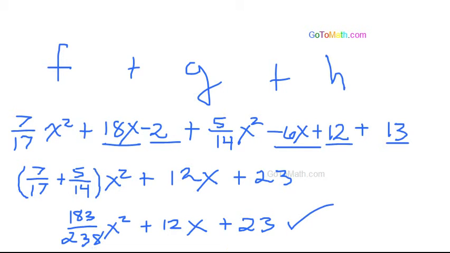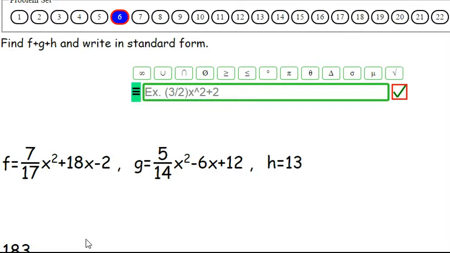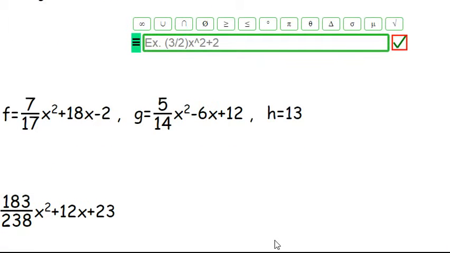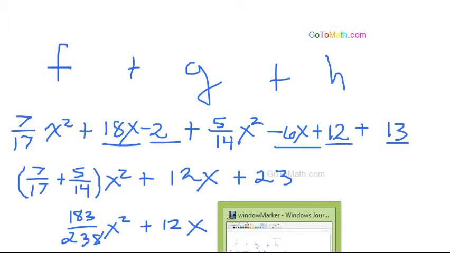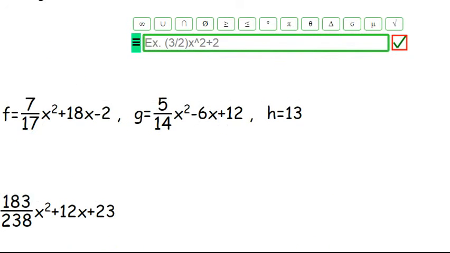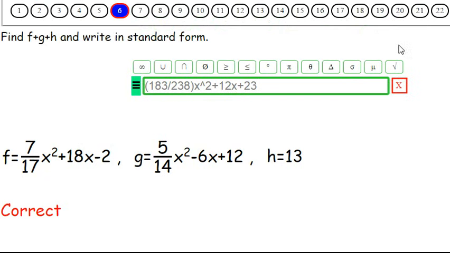What are we doing? Let's go back. Let's hit answer. What did I say? 183 over 238? I think that's what I did say. Let's go over here. Bring this back up. 183 over 238 x squared plus 12x plus 23. Gotcha. I gotta flip back and forth. Now, as you can see here, we're going to put that coefficient in parentheses. So 183 over 238 x quantity squared plus 12x plus 23. Let's click the check. Correct.